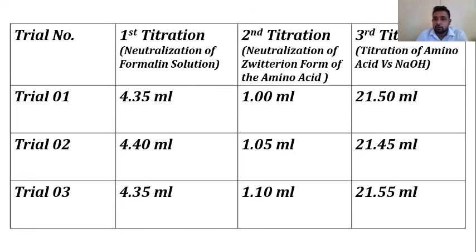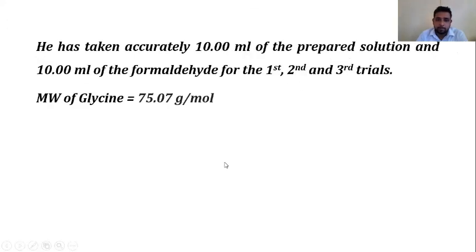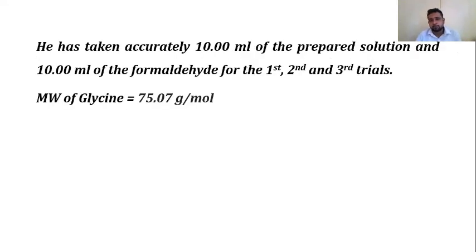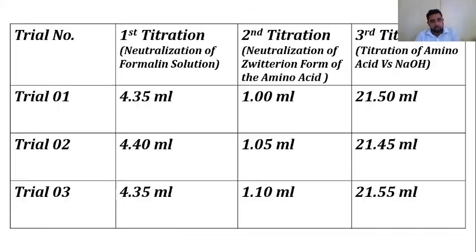Yes. Definitely no. Because there can be different volumes. Here I mentioned that she has taken accurately 10 milliliters of the prepared solution and 10 milliliters of the formaldehyde solution for the first, second, and third trials. But the volumes can be different. At least when we take 10.10 of amino acid, the burette reading will be different from the others. Since I have mentioned that all the things are very similar, you can take the average.